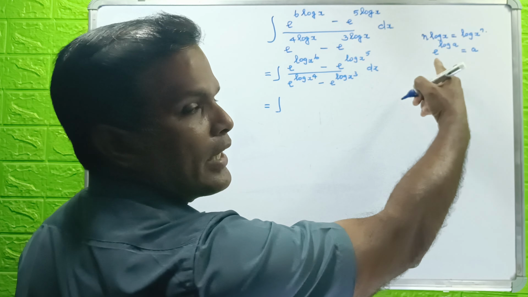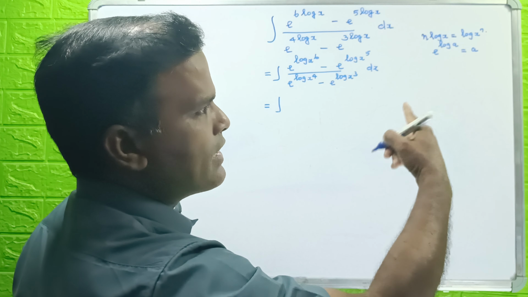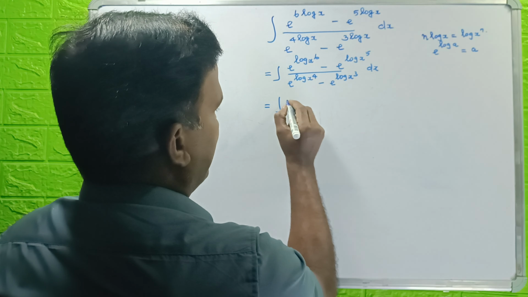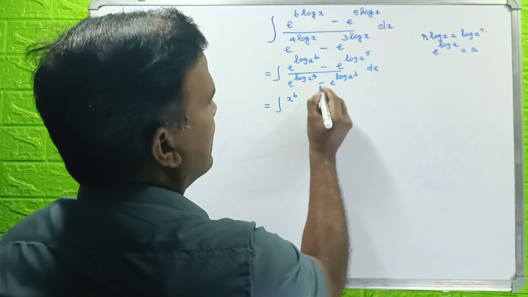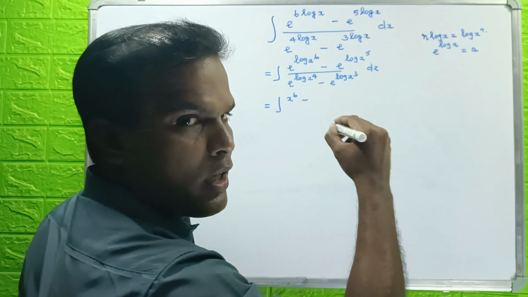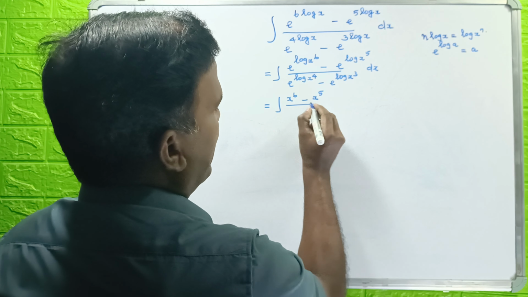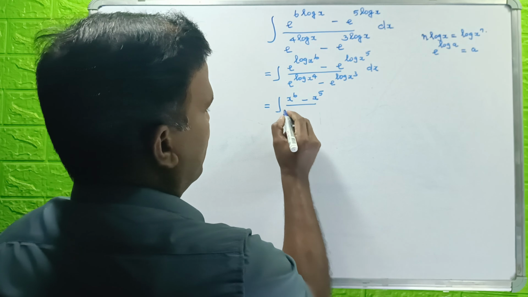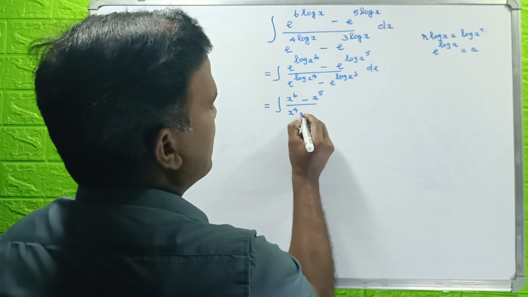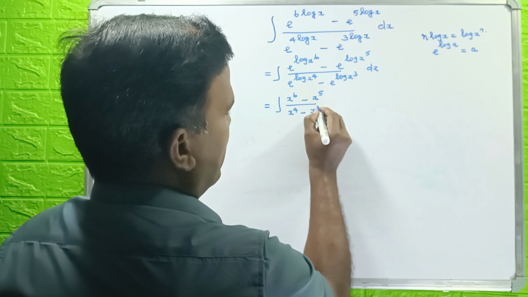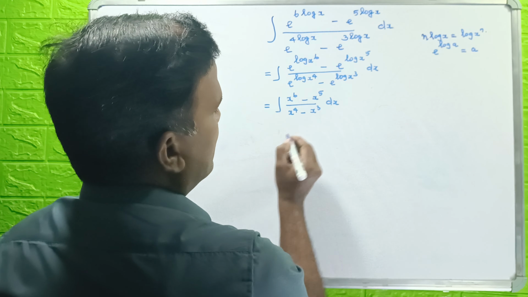What is the formula for e power log a? That is a. So similarly, here e power log x power 6 we can write as x power 6, and then minus e power log x power 5, that is x power 5, divided by e power log x power 4, this is x power 4, minus e power log x power 3, this is x power 3, into dx.